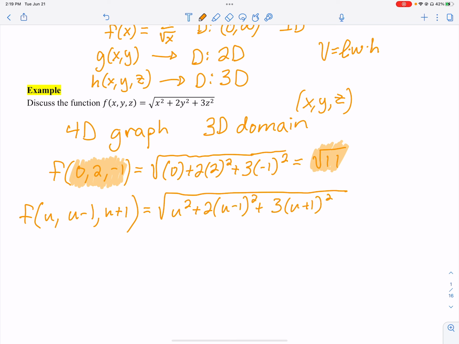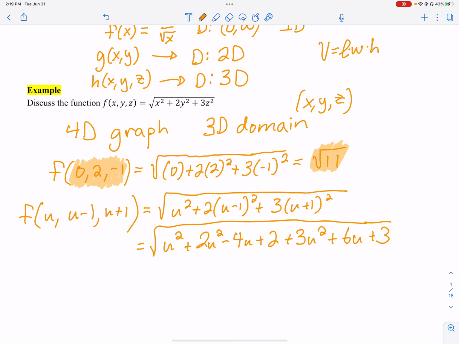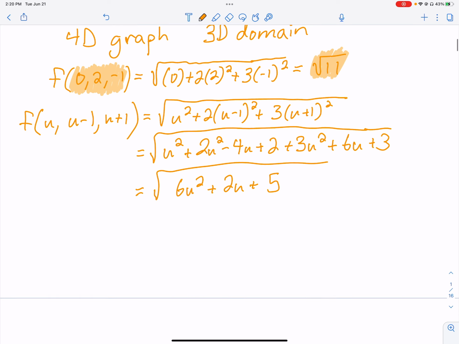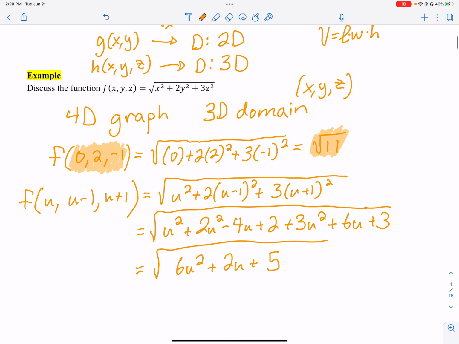I'm going to do this pretty quick, so if you need to distribute or FOIL, I hate that term, but if you need to FOIL, please do so. You can pause. I'm going to jump forward. I've done so much FOIL stuff that this is pretty straightforward. Okay, so we have that. It can be reduced down to, sorry for my bad handwriting here, 6u squared plus 2u plus 5. We can stop. All I wanted to do on that one is just practice doing a composition.